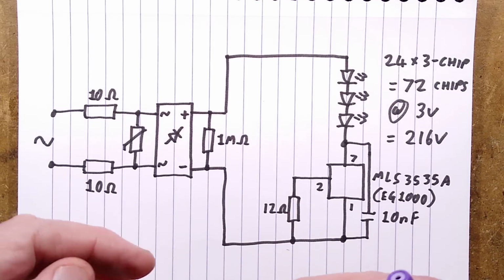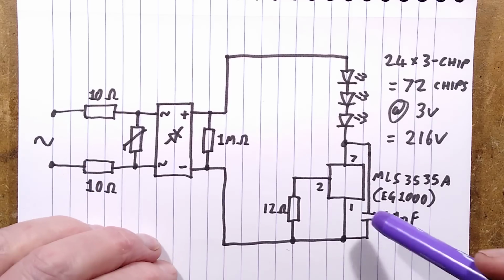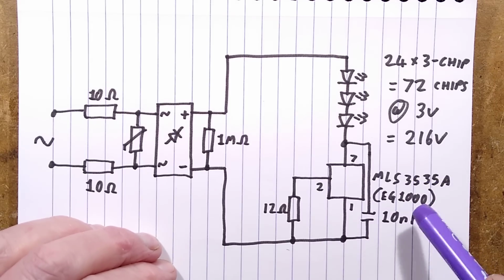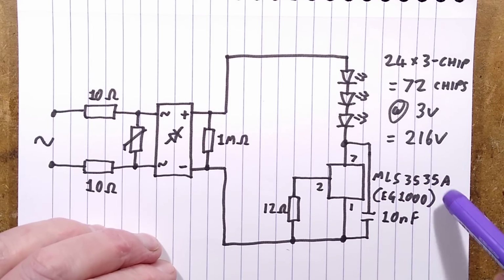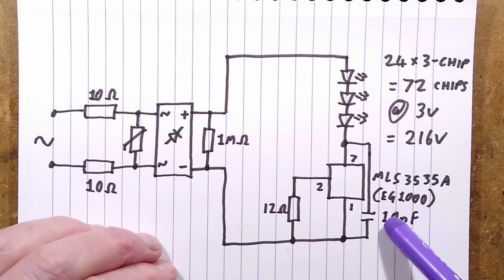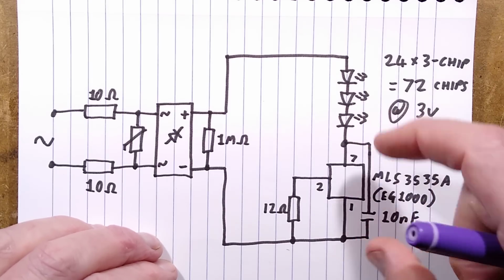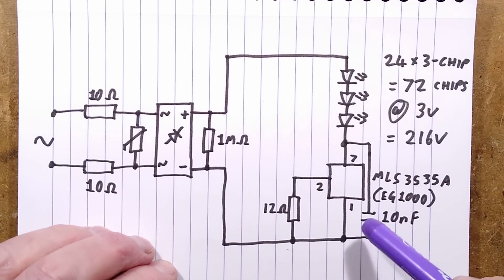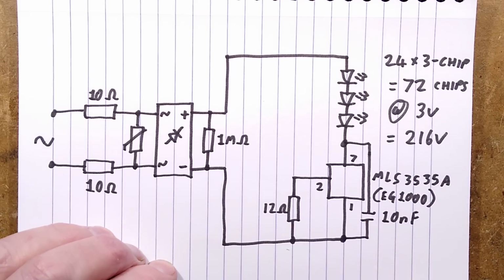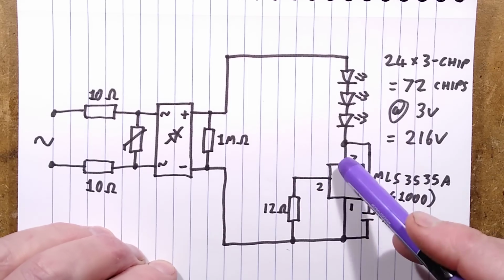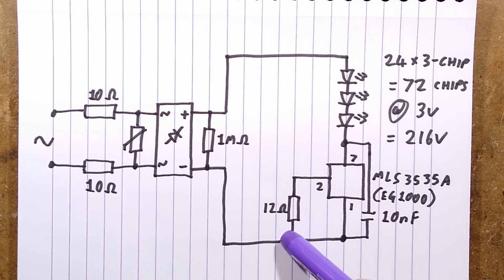This is kind of designed for 220 volt-ish supply. And the rest is dropped across the MLS3535A, which is a pin clone of the EG1000, one of the classic chips. There's the little capacitor, 10 nanofarad, just to decouple current spike transients to protect the transistor in here. And then we've got a current sense resistor. All the LED current flows through that? I think it does.